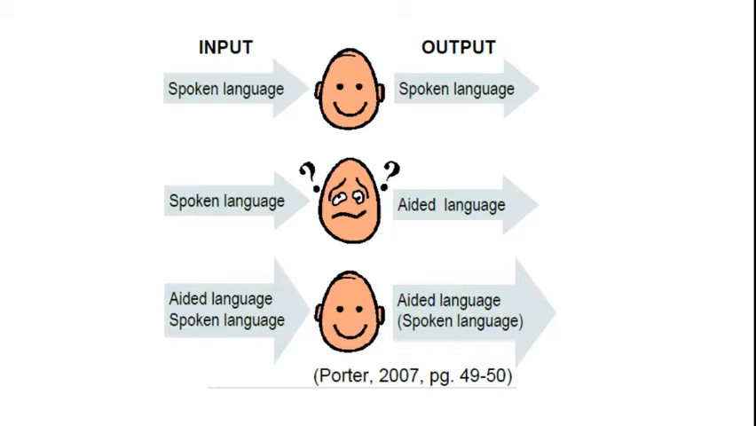This is a visual further explaining how aided language stimulation works. Spoken language is modeled to typically developing children who will then learn to express themselves with speech. Spoken language is also modeled to children who are not able to use speech to express themselves. This leaves them without a means of expression. But when we use aided language stimulation with spoken language, these children will learn to express themselves using their AAC.